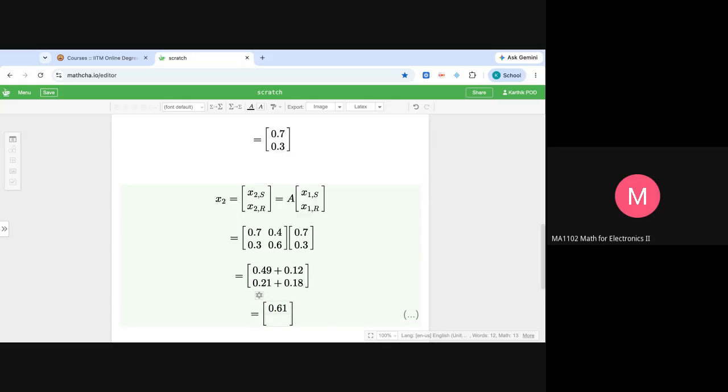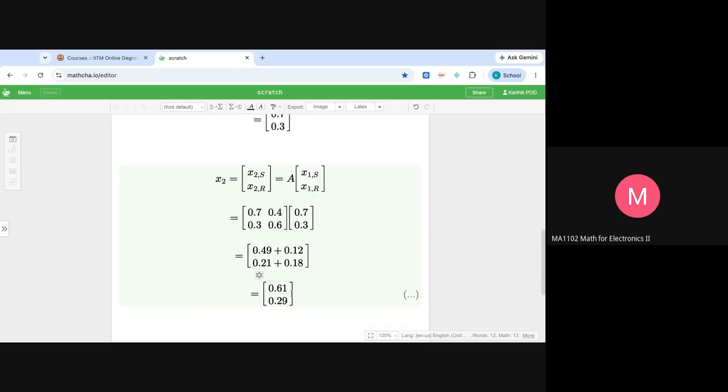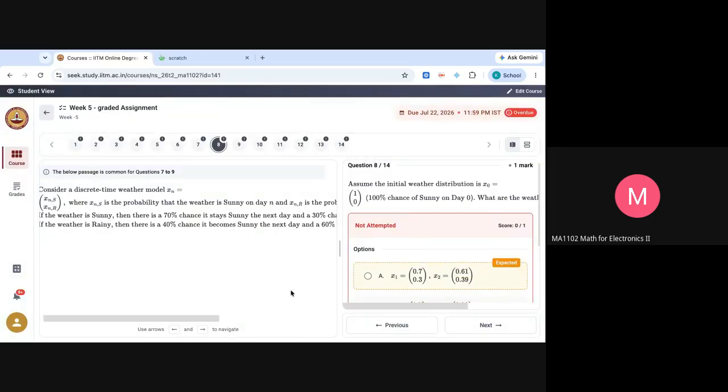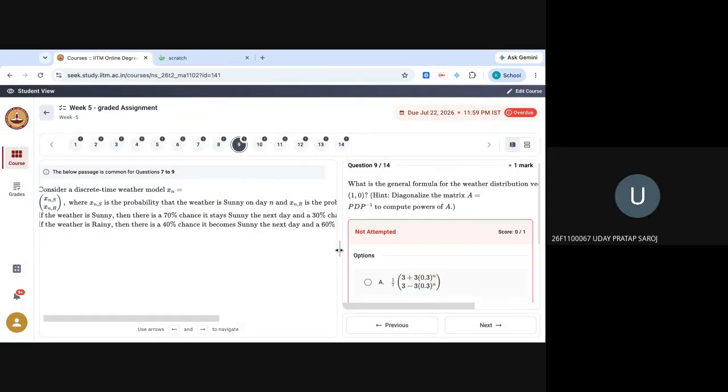So these two, as you see, have to sum up to one, 0.61 and 0.39. And if we check the answer, yes, 0.61 and 0.39. Yes, that is what this is. This one was fairly easy.